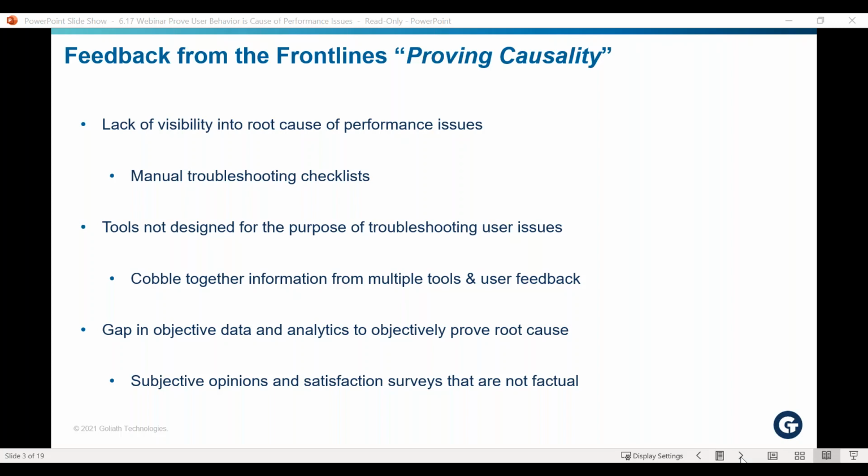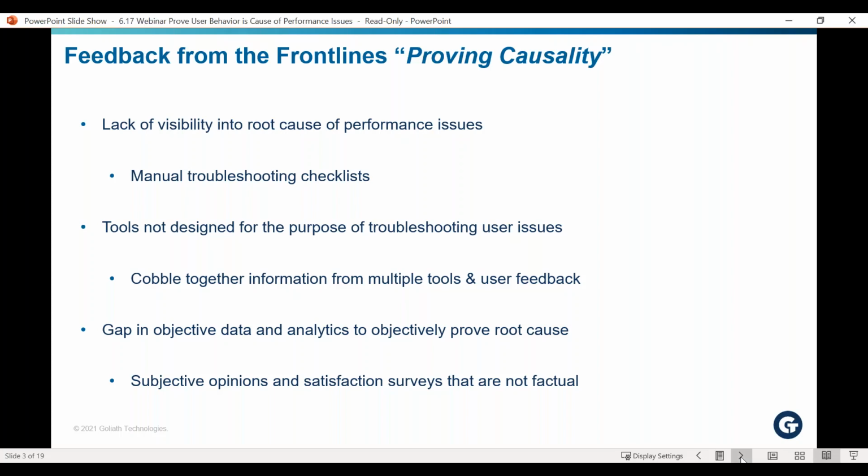And that gets to the final point that they seem to always make, which is that because of the top two points, there's just no objective data to prove root cause or to put any sort of quantifiable number around how many user experience issues there really are. Is the entire company suffering from latency issues, or is it just one or two people that have complained to the right person? So those are the challenges that they talk about when it comes to proving causality.